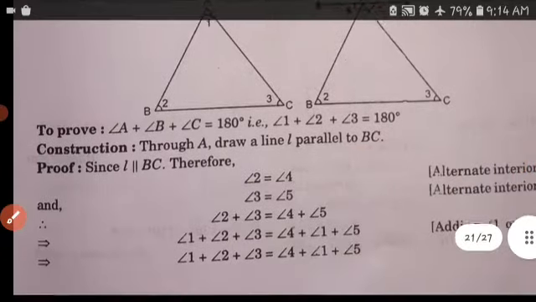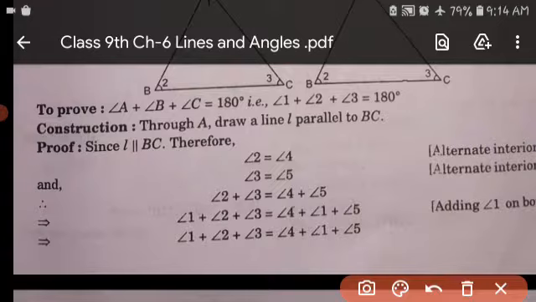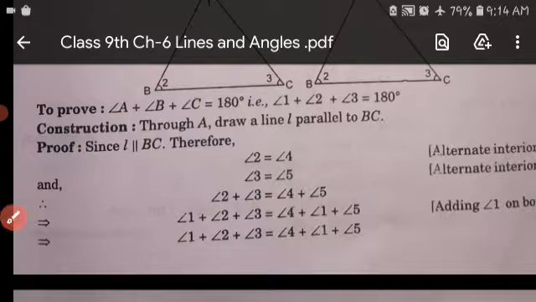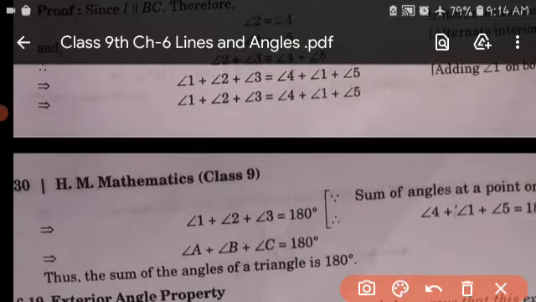Now look at the book. Construction: draw a line parallel to BC. Angle 2 and angle 4 are alternate angles. Angle 3 and angle 5 are alternate angles. Angle 2 plus 3 equals angle 4 plus 5. By adding both sides, 1 plus 2 plus 3 equals 4 plus 1 plus 5. Now 4 plus 1 plus 5 is 180 degrees because the sum of angles in a straight line. So angle 1 plus angle 2 plus angle 3 is equal to 180 degrees, or angle A plus B plus C is equal to 180 degrees, which means the sum of all angles of a triangle is 180 degrees.